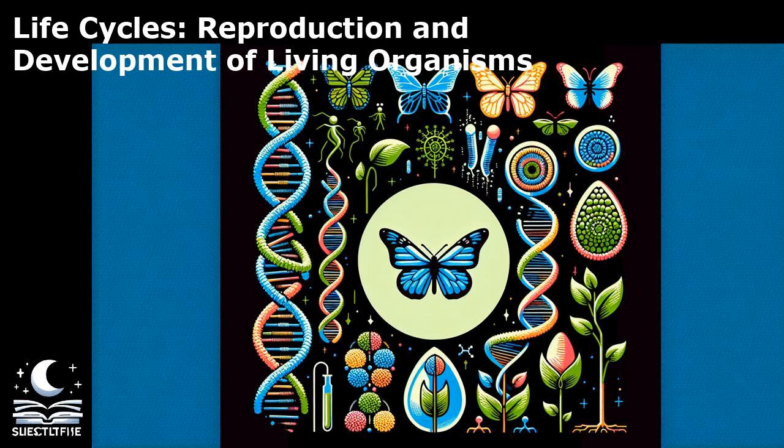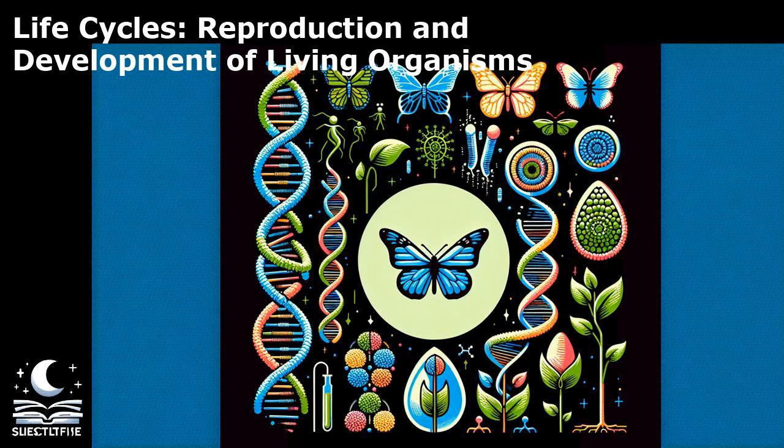Fragmentation is yet another interesting mechanism of asexual reproduction, where a parent organism breaks into fragments, each of which can develop into a new individual. This process is common in organisms like starfish and flatworms, regenerating lost body parts and creating multiple offspring.